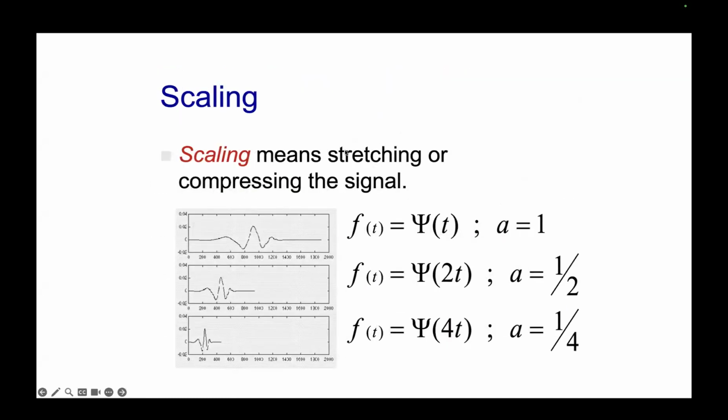Scaling means stretching or compressing the signal. So this is f(t), which is psi of t. A is basically a scaling factor, which is 1. So it goes from 0 to almost 2000. Now, if we do psi of 2t, the scaling coefficient is now half, and the time duration of this wavelet becomes half. So instead of going from 0 to 2000, it's now going from 0 to 1000. And if it's 1/4, it becomes psi of 4t, and the duration is 1/4 of 2000. So this is what scaling means.